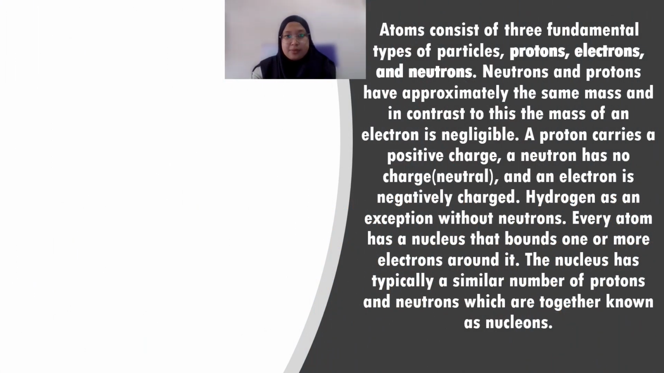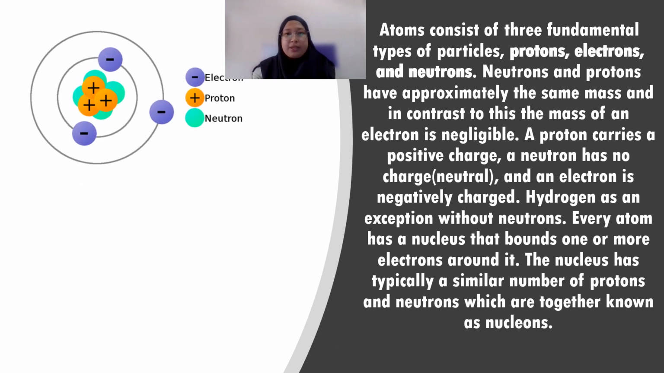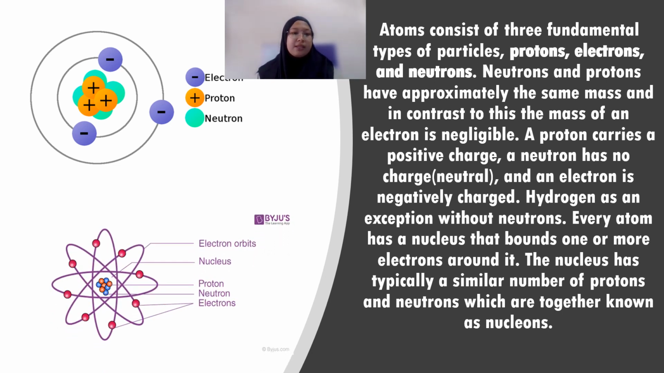In general, atoms consist of three fundamental types of particles: protons, electrons, and neutrons. Neutrons and protons have approximately the same mass, and in contrast, the mass of an electron is negligible. A proton carries a positive charge. A neutron has no charge, it is neutral, and an electron is negatively charged. In this slide, the negative one is the electron, the proton is positive, and the green one, which is neutral, is the neutron.